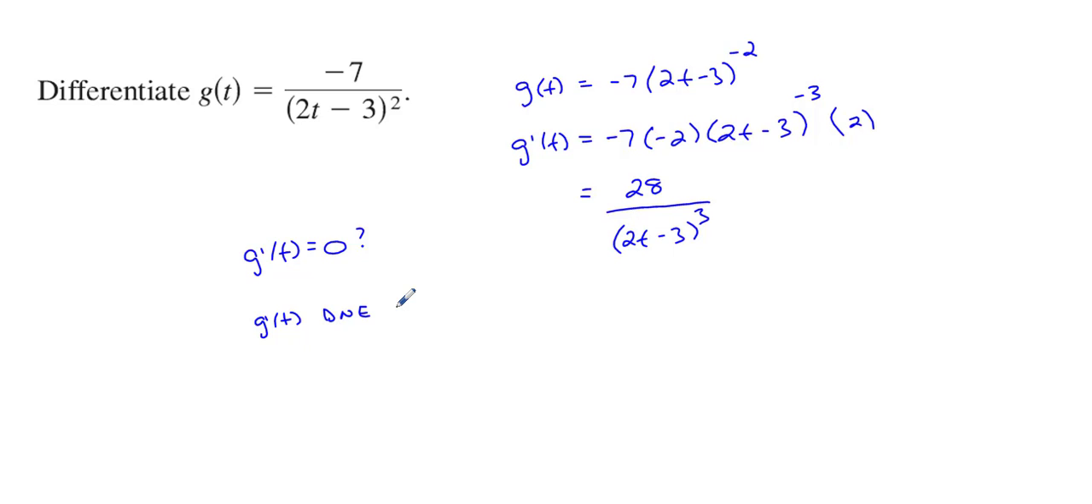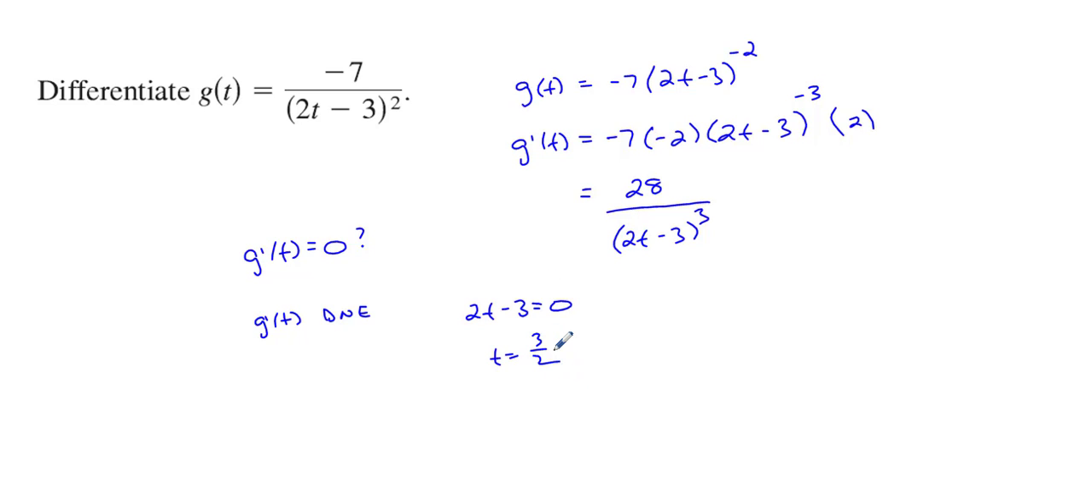Is the derivative ever undefined? Where? Well, wherever the denominator equals 0, right? So 2t minus 3 equals 0. Add 3, divide by 2. The derivative will not exist at 3 halves, right?